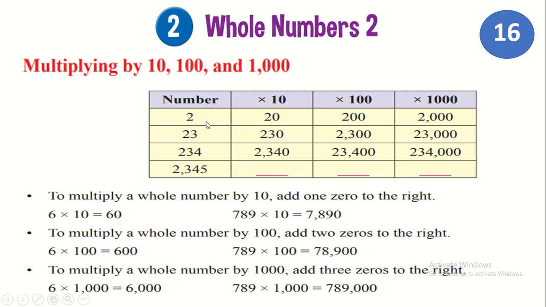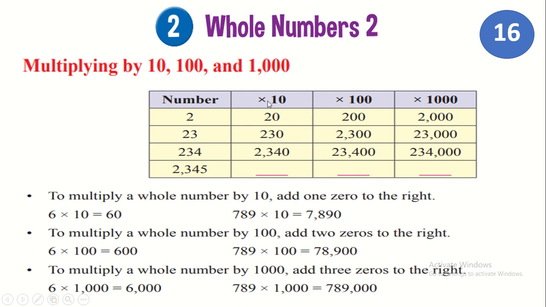You have the number, times 10, times 100, and times 1000. For the first number, 2: you multiply by 10, 2 times 10, the answer is 20. 2 times 100, the answer is 200. If you multiply by 1000, the answer is 2000. Correct, students?